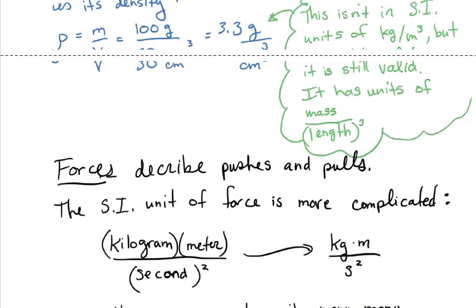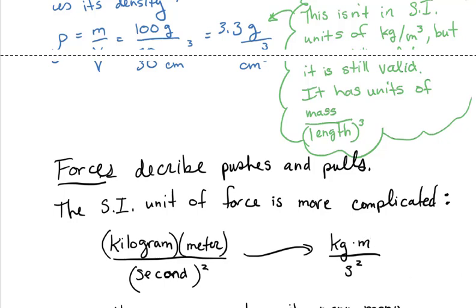Let's introduce another derived unit for force. Now, forces are just pushes and pulls. So our SI unit of force is a little bit more complicated. It's going to be described as 1 kilogram times a meter divided by a second squared. And abbreviated, that would look like this: kilogram times meter divided by second squared.